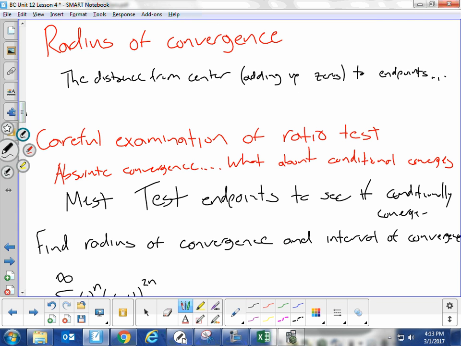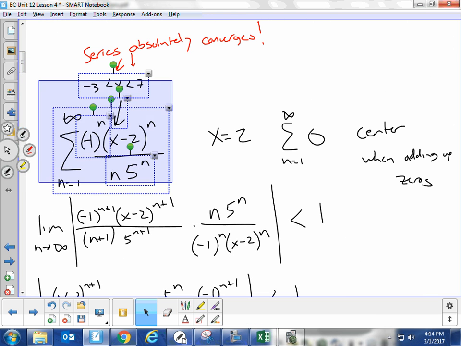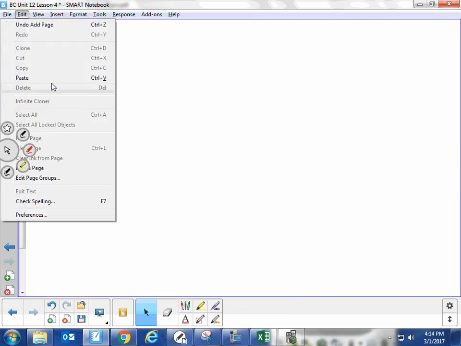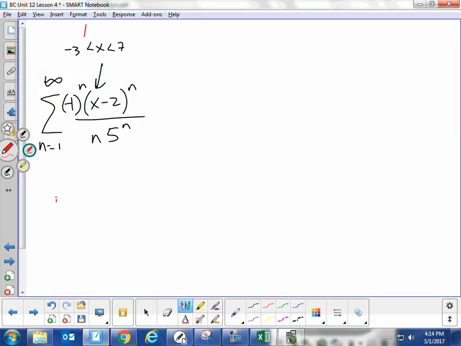Okay, so let's go ahead and check my endpoints for this guy. We know we are going to absolutely converge between 3 and 7. We're going to check to see if there's a situation where we could possibly conditionally converge. So I'm going to check when x is -3.